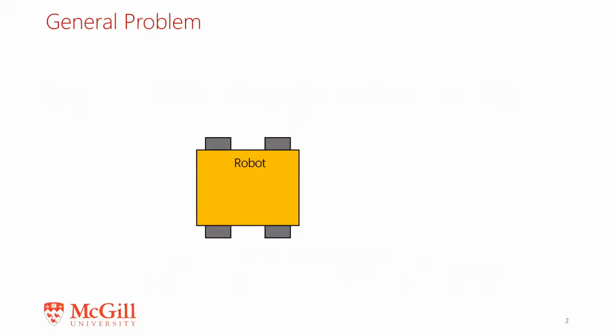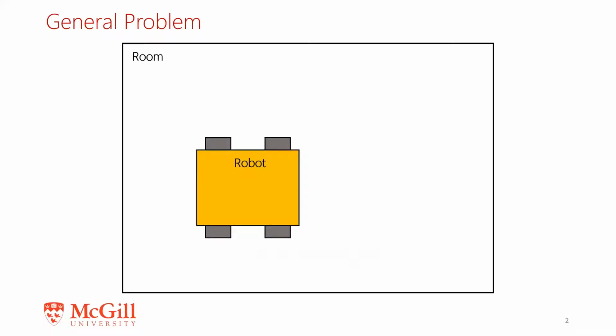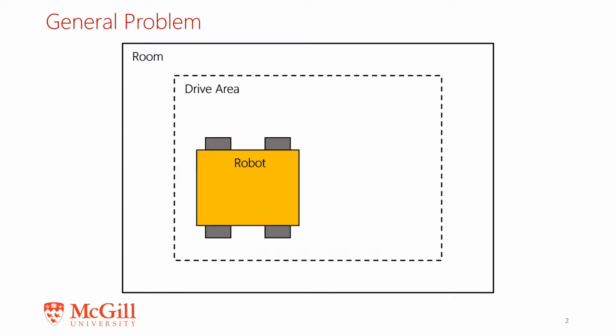Let's start with the general problem setup. We have a planar robot in a room with a given area it's allowed to drive in. Consider, for example, a Roomba or a warehouse delivery robot. Now, in order for this robot to navigate and execute tasks autonomously, it needs to be able to estimate its position and heading, which is shown by this red arrow.